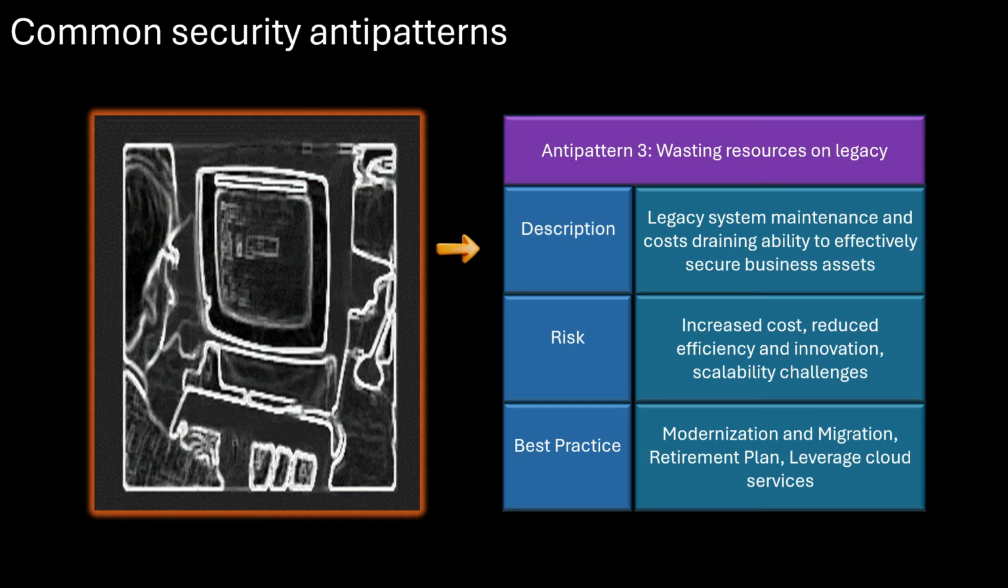The third anti-pattern is wasting resources on legacy. Legacy systems often require more maintenance and support, which leads to higher maintenance costs. They may also incur additional costs for compatibility and integration with newer technologies. Legacy systems can be slower and less efficient than modern alternatives. They can also limit an organization's ability to innovate and adopt new technologies, which can lead to competitive disadvantages.